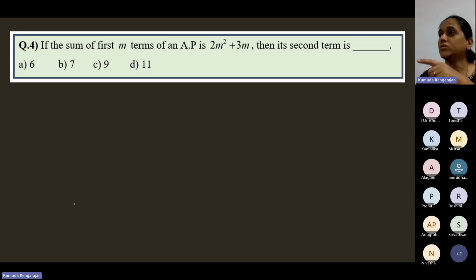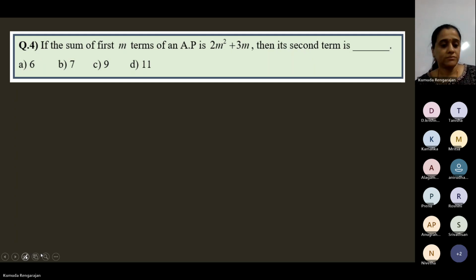Yeah, what's the answer? C, 9. Okay. What's your answer, Swati? Okay. Second term is 9. Okay. 9.